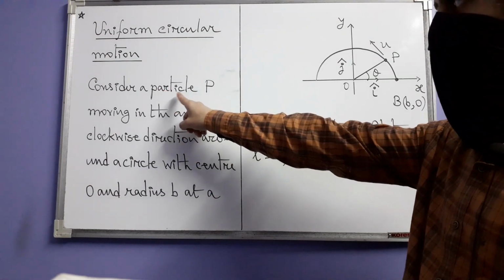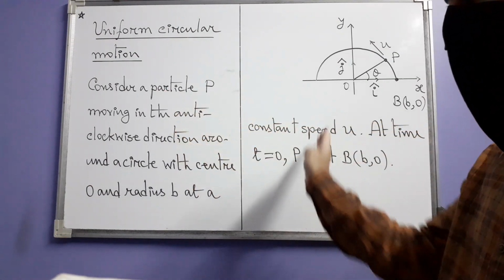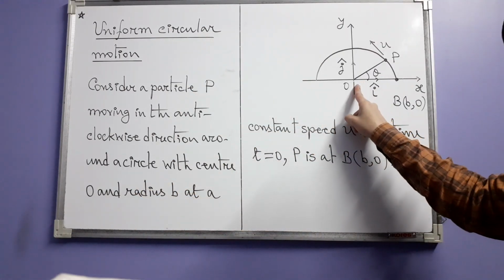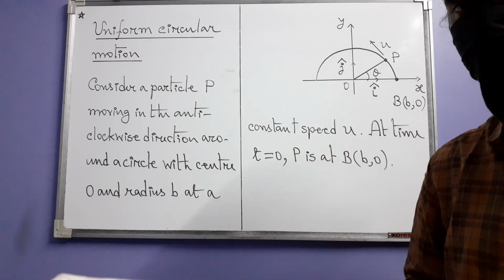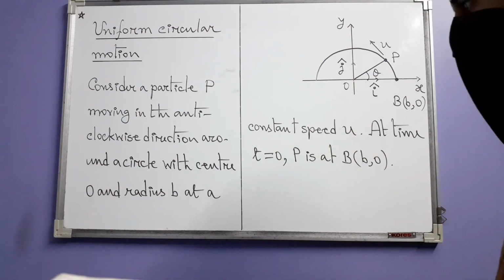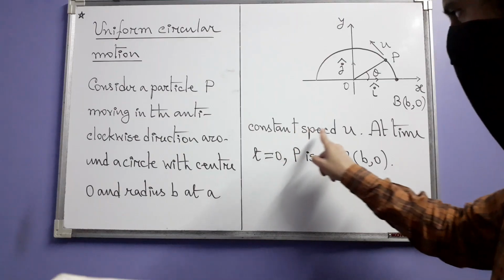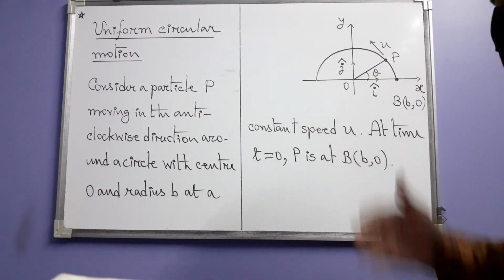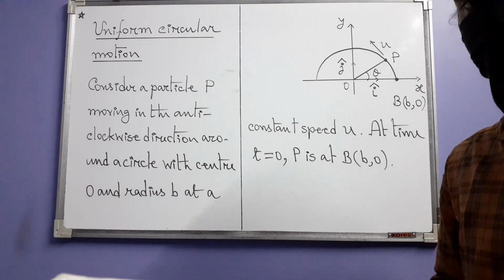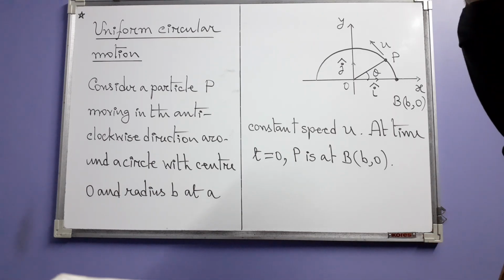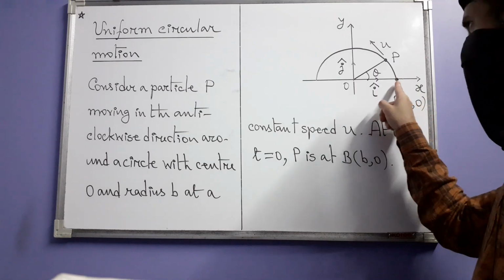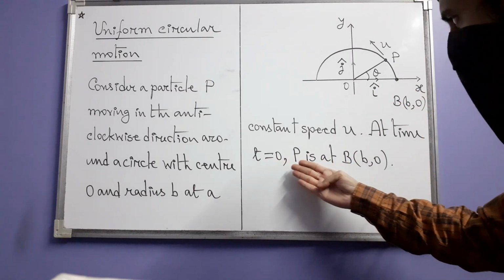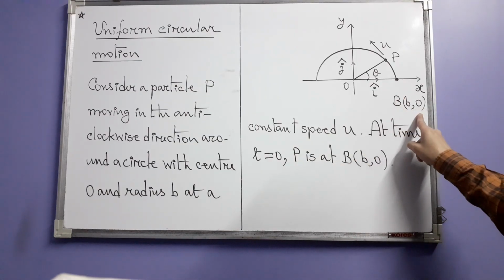So you consider a particle P moving in the anticlockwise direction around a circle whose center is at O and radius is b, which is some positive real number. And the particle is moving at a constant speed u. So it's moving like this. I know that it does not really look like a circle, but I try to draw it the best I can. So the particle starts its journey at this point, that is also given. At time t equal to 0, P is at (b, 0).